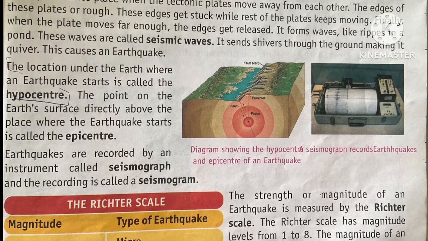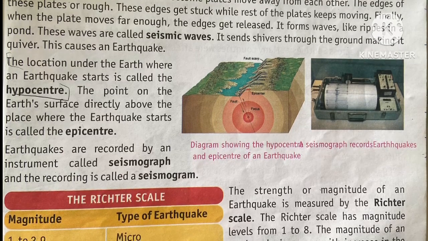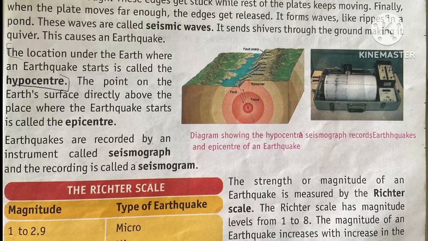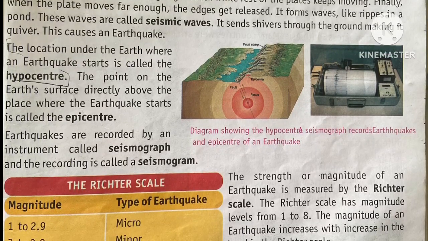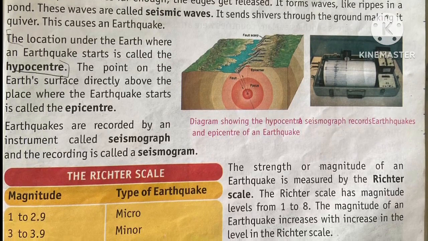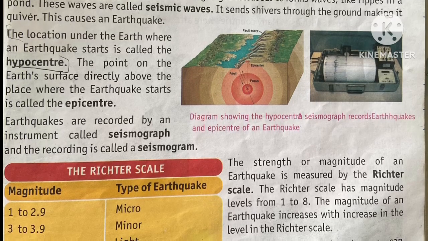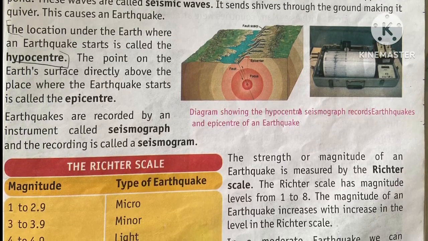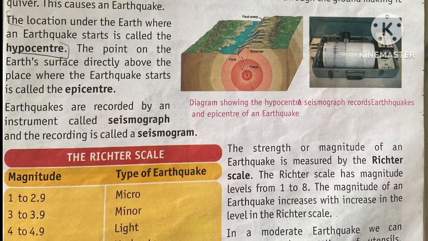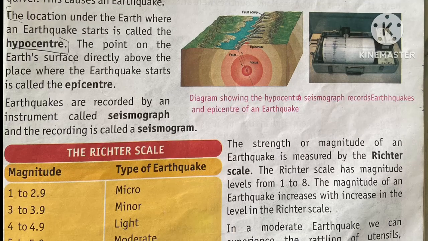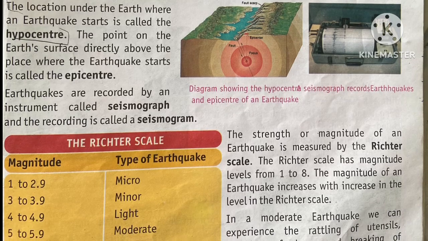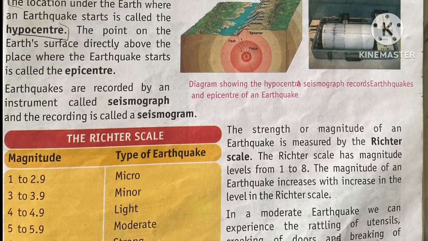This causes an earthquake. The location under the earth where an earthquake starts is called the hypocenter. The point on the earth's surface directly above the place where the earthquake starts is called the epicenter. Earthquakes are recorded by an instrument called seismograph, and the recording is called a seismogram.